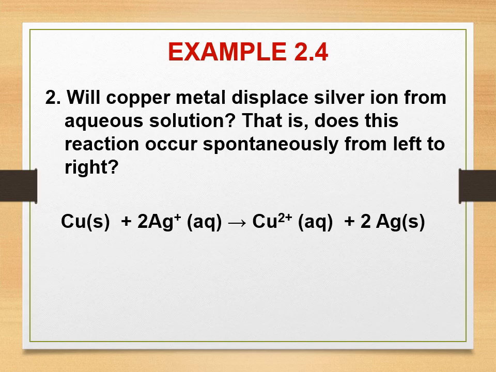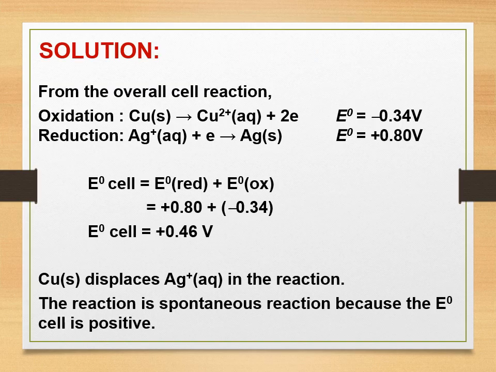Okay, what I want to emphasize here is understand word by word, sentence by sentence. Will copper metal displace silver ion? Meaning that will copper metal exist and will silver ion disappear? So it means that will this reaction occur? So we need to find the E naught red for both of these elements. And here it is from table 2.4.